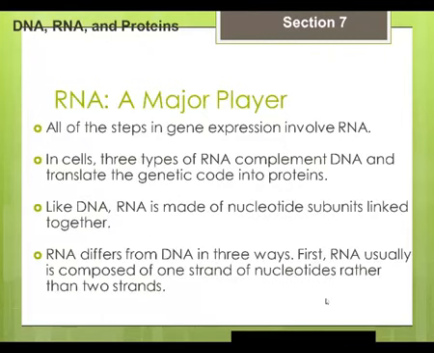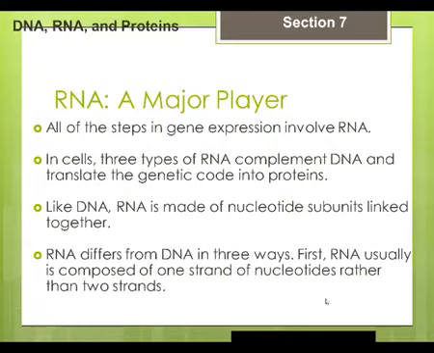So let's specifically look at RNA. All of the steps in gene expression involve RNA, and there's a number of different types of RNA that occur inside of our body. There's specifically 3 types of RNA that help to complement DNA and help to translate the genetic code into proteins. RNA is made up of nucleotide subunits, much like DNA.